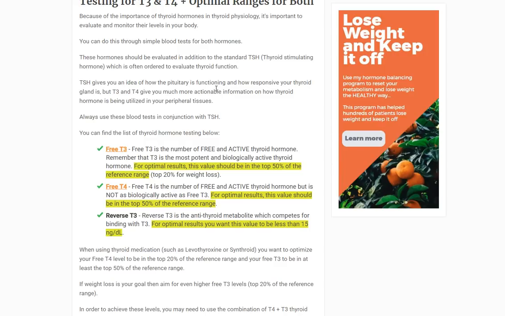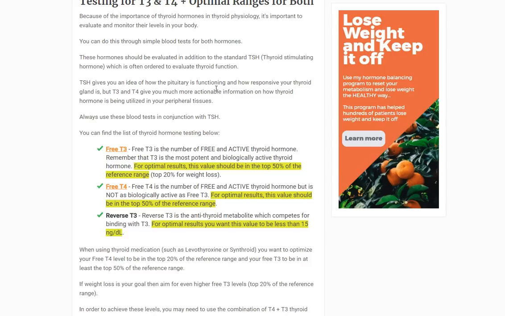So what about free T4? Same thing. You have to have an adequate amount of free T4 in your body, otherwise you can't draw upon that T4 to convert it to free T3. And you want it to go down that pathway. So in order to have sufficient function in your body, you need to have a sufficient amount of free T4. So generally you want that in the top 50% of the reference range as well.